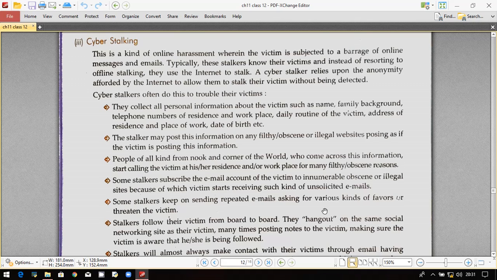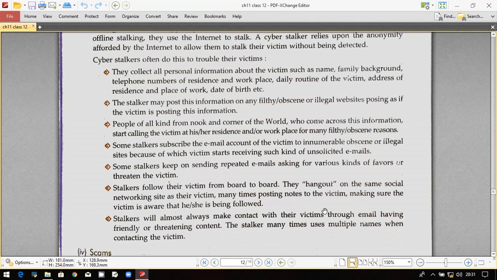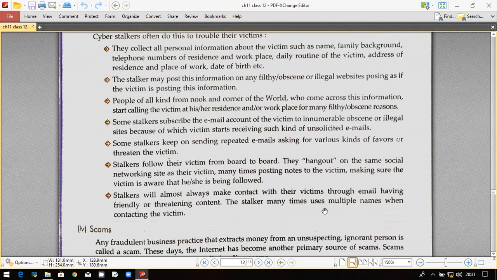Some stalkers keep on sending repeated emails asking for various kinds of favors and all. So all these things come under stalking. Stalkers will almost make contact with their victims through email, having friendly or threatening content. The stalker many times uses multiple names when contacting the victim. So generally they use different types of names. They are not going to contact you from a single name. So all these things come under cyber stalking.